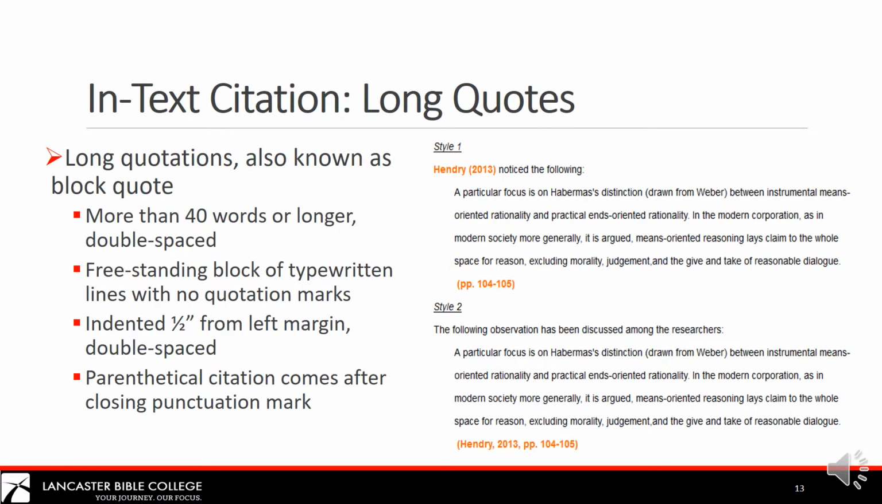In the case you have a long quotation, which is more than 40 words, you will frame your in-text citation differently than for a quote under 40 words. Long quotations may be referred to as a block quote because it is a freestanding block with no quotation marks. It is indented ½ inch from the left margin of your paragraph body and double-spaced. Usually the parenthetical citation comes after the closing punctuation mark. Block quotes or long quotes should be used sparingly. After all, the research paper is about your thoughts and ideas, using evidence to support your points.